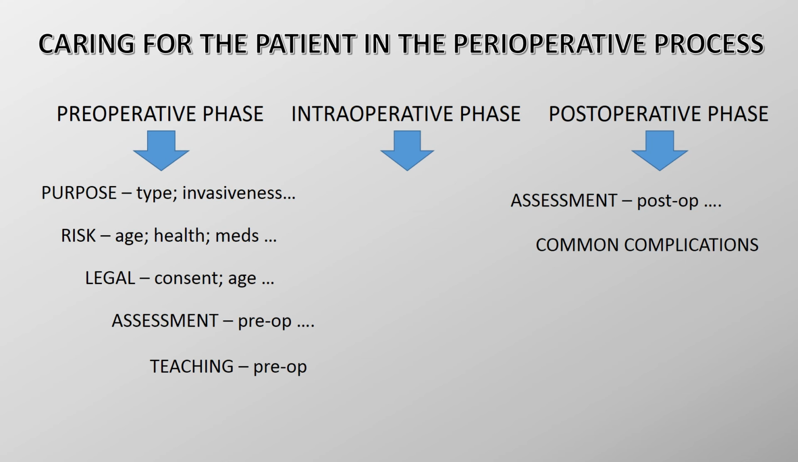Age-related risks, health risks, what types of medications are they on? Consider legal implications for surgery, consent, age, etc. What assessments should be done preoperatively, and what preoperative teaching might take place? Research the intraoperative phase and the postoperative phase. For example, in the postoperative phase, the nurse would be assessing the post-op patient, primarily for signs and symptoms of complications post-surgery. So knowing common complications post-surgery and writing what these are and what the nursing interventions for these are is a good strategy.